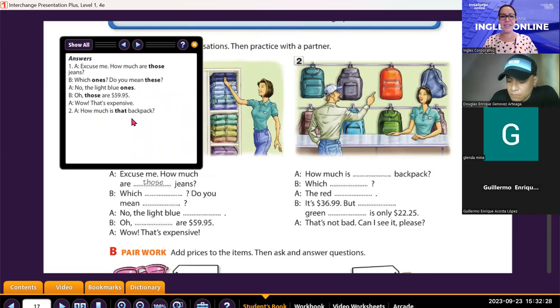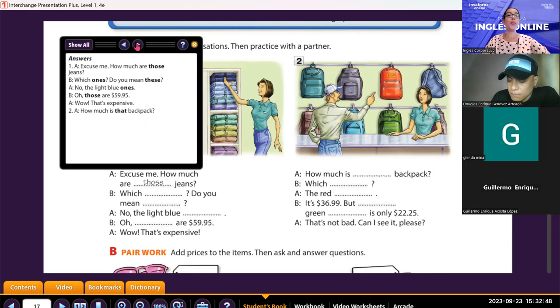The correct answer is that. Porque el señor está al otro lado del mostrador, lo que indica que la mochila le queda un poco lejos. Por eso la respuesta correcta es that. How much is that backpack? Very good. Part B, which?